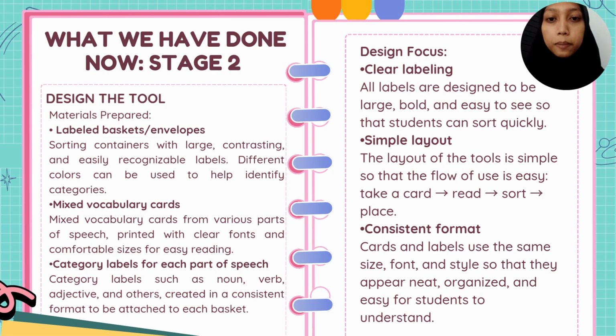Materials prepared: 1. Labeled baskets and envelopes. Sorting containers with large, contrasting, and easily recognizable labels. Different colors can be used to help identify categories. 2. Mixed vocabulary cards. Vocabulary cards from various parts of speech, printed with clear font and comfortable size for easy reading. 3. Category labels for each part of speech. Labels such as noun, verb, adjective, and others are created in a consistent format to be attached to each basket.